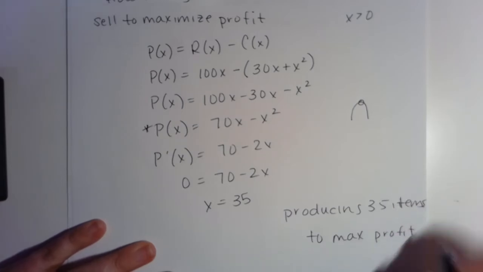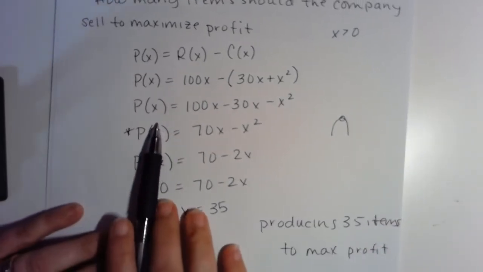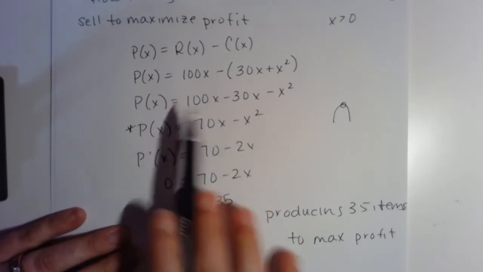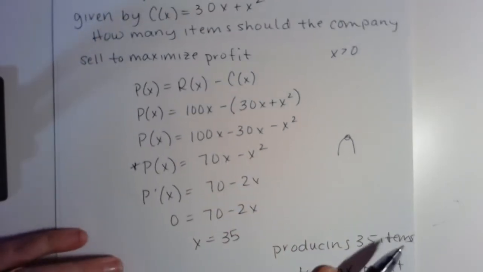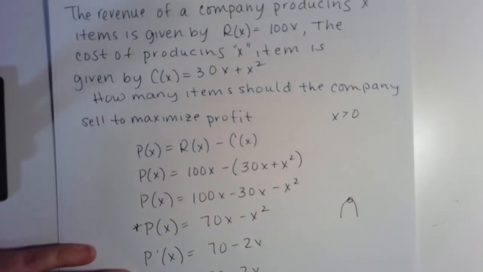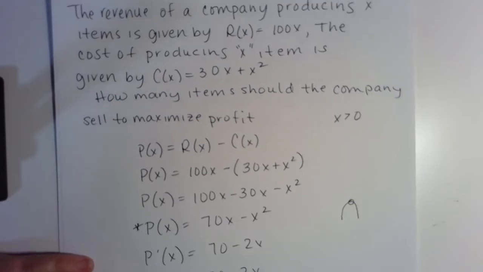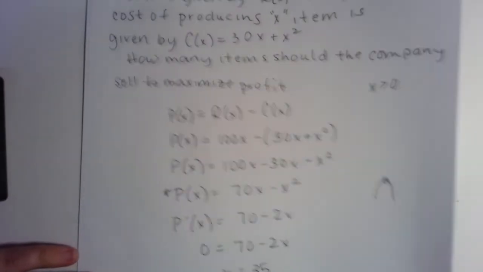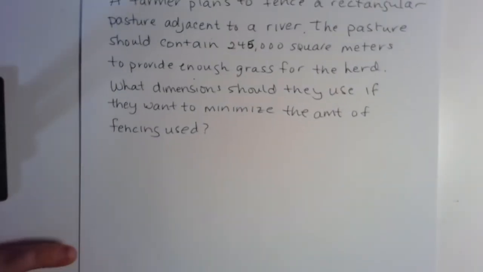Now if I want to know what my max profit is, then I plug in my 35, I do P of 35, and that will give me my maximum profit. I didn't really say what my profit was in, whether it was in thousands or hundreds, or what anything was in, but if I wanted that detail, I would give it to you. Okay, so let's do another one.